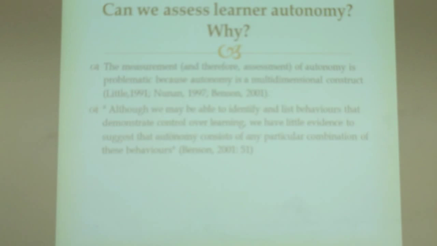Okay, so another research says autonomous behavior can take different forms depending on age, stage of learning, perceived learning needs, and even the learning context. So again, the context is different, which makes it more difficult and complicated to assess.